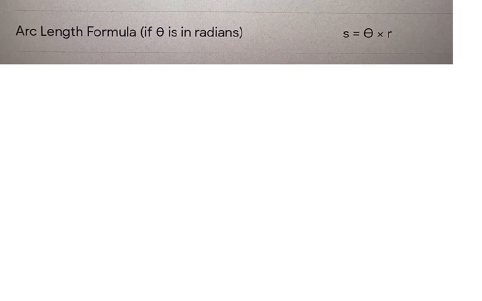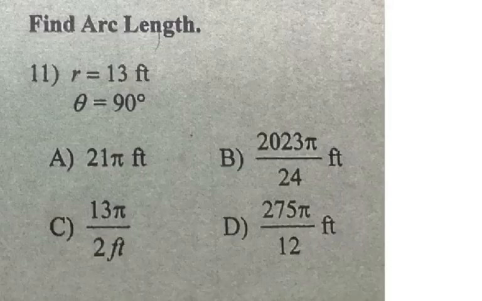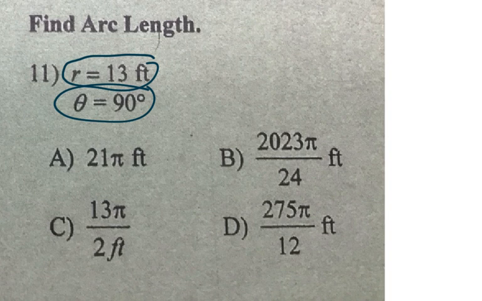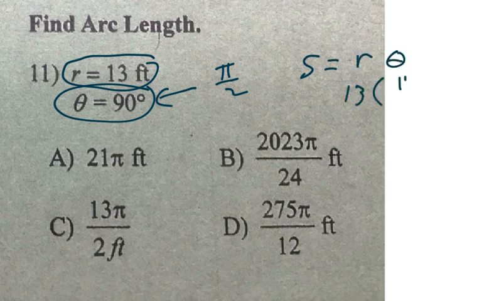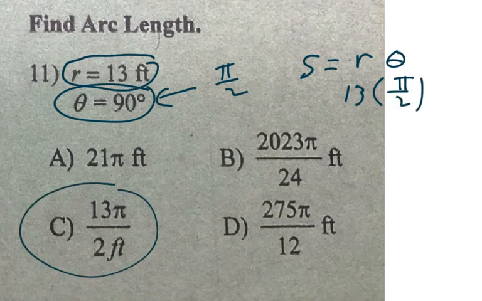Okay, now remember, the arc length formula is really simple if it's in radians. So, for example, on number 11, if they give us the radius and theta is 90 degrees, I would convert this to radians, which is pi over 2. So therefore, the arc length, which we usually call x, is simply r theta, which is 13 times pi over 2, which is 13 pi over 2. So again, the trick to number 11 is if they give you degrees, convert it to radians.